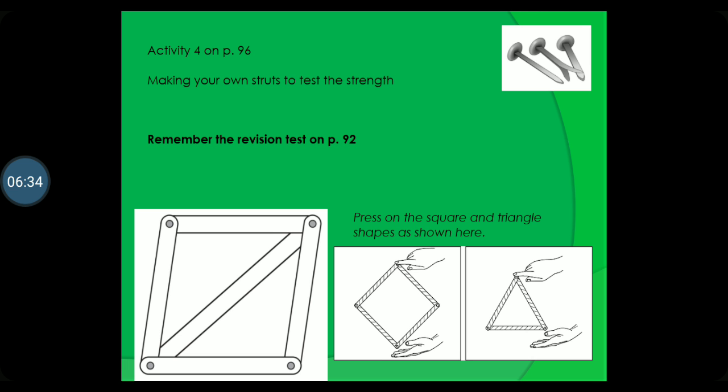Then you need to remember you have a revision test on page 92 that you please need to do for me. That's for marks. And that is all that you have to do for NST today.